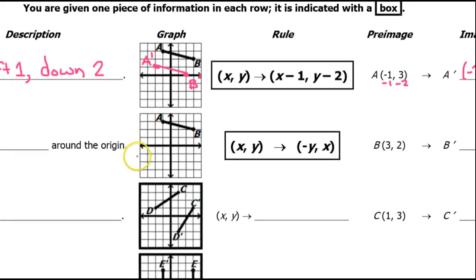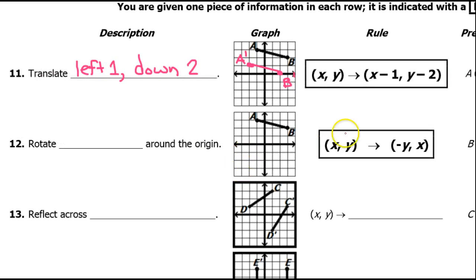All right. We are also given the rule for problem number 12. So this is a rotation. We had to memorize the rules for rotation. And (opposite of y, x), that is a 90-degree counterclockwise rotation. We just had to memorize that. So 90 degrees counterclockwise around the origin.